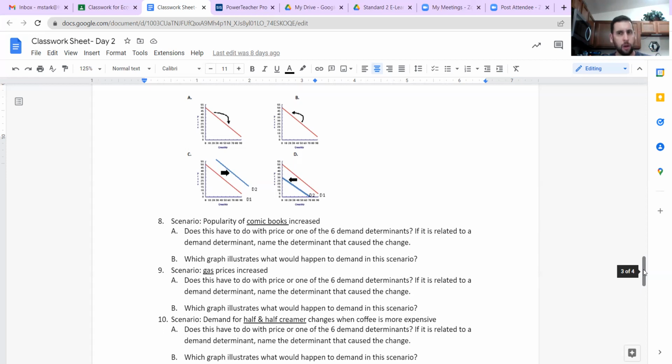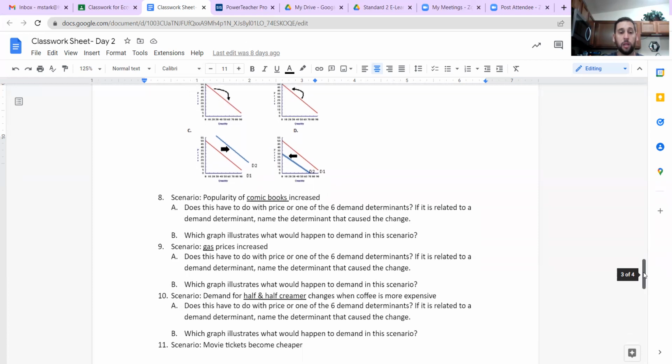Well, what's going to happen to coffee creamer? Well, those two go together, so less people are going to buy coffee creamer as well. So we have less demand. Left is less. So that is graph D, as in dog. All right, left is less, right is more.